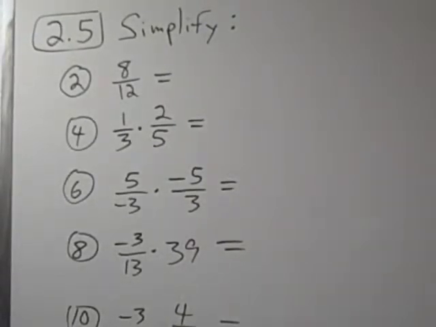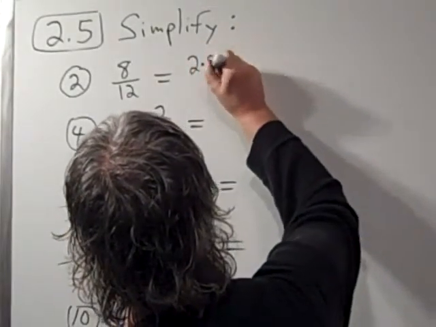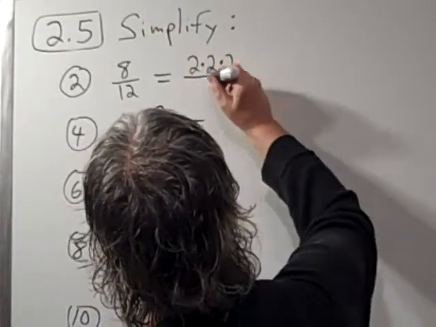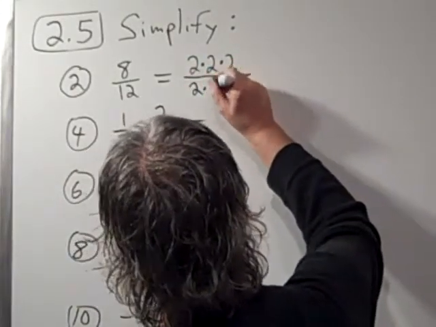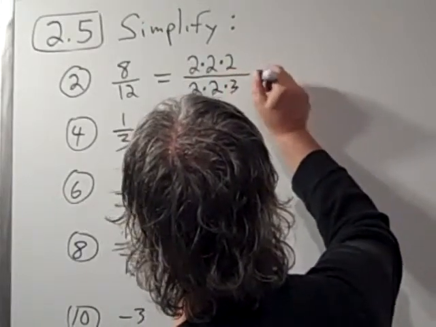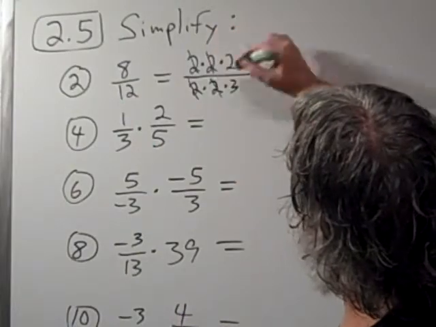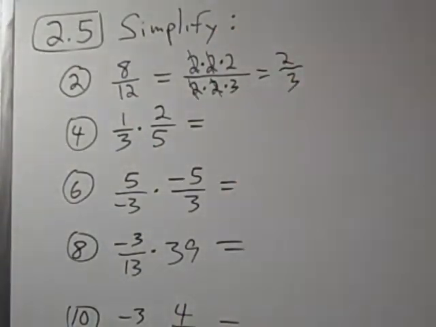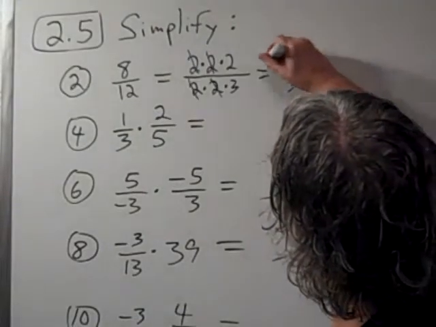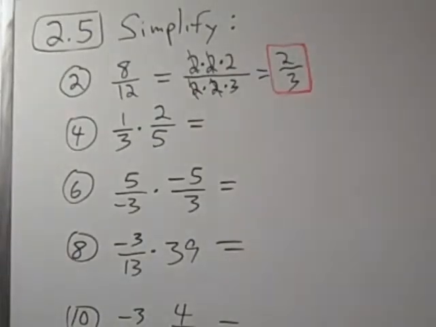Okay, to simplify 8/12's first factor, 8 is equal to 2 times 2 times 2. 12 is equal to 2 times 6, which is 2 times 3. Now we can cancel out a pair of 2's and another pair of 2's. All that's left is 2/3. So that's the result of simplifying, reducing this fraction to lowest terms.